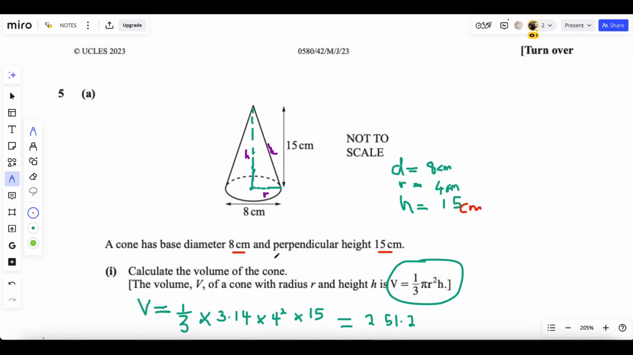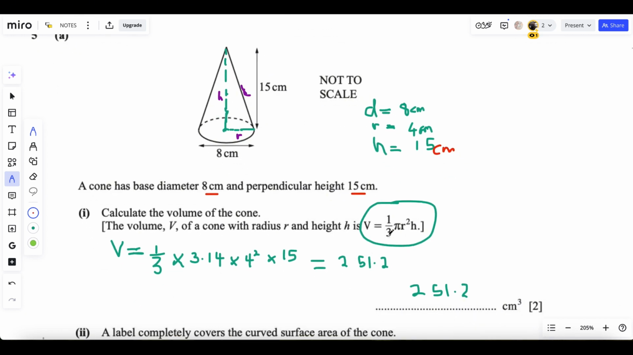Now let's see what the question is saying. Calculate the volume of the cone. Volume of a cone is a simple formula. Sometimes Cambridge can be very nice, they give you the formula sometimes, but always try to know the formulas. Volume of a cone is 1 over 3 times the base area times the perpendicular height. The base area is a circle, and the area of a circle is pi r squared. That is why you see 1 over 3 pi r squared h. That's the volume of a cone.